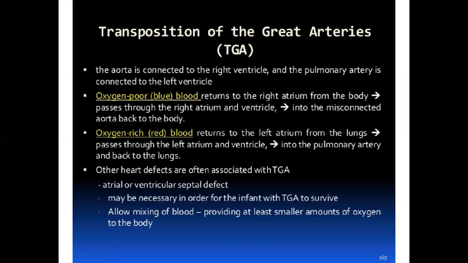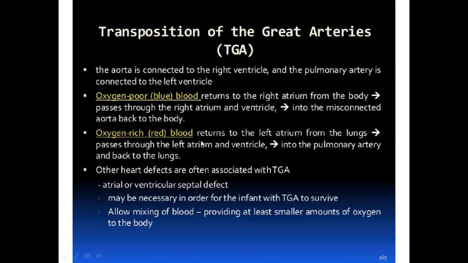Transposition of the great arteries. The aorta is connected to the right ventricle and the pulmonary artery is connected to the left ventricle. So, there is poorly oxygenated blood and oxygen-rich blood. Poorly oxygenated blood returns to the right atrium from the body, passes through the right atrium and ventricle, then into the misconnected aorta and back to the body.